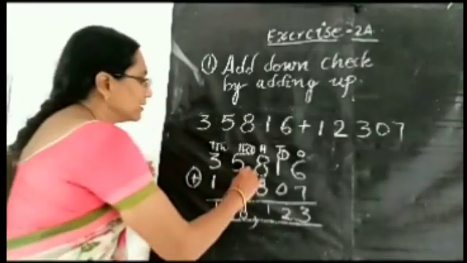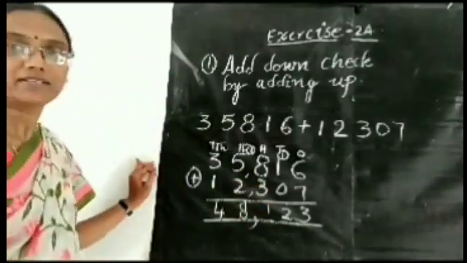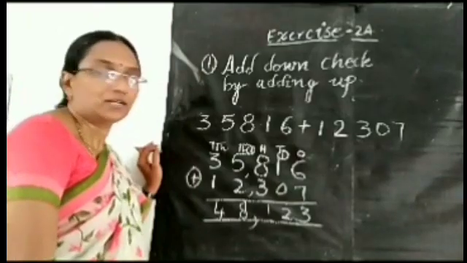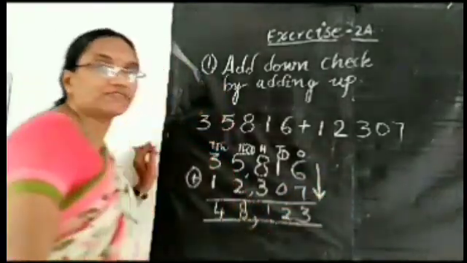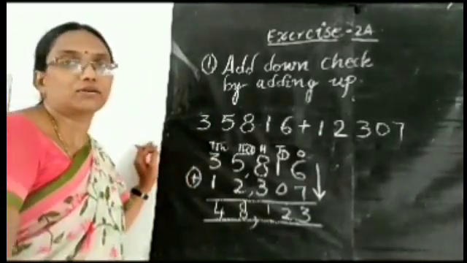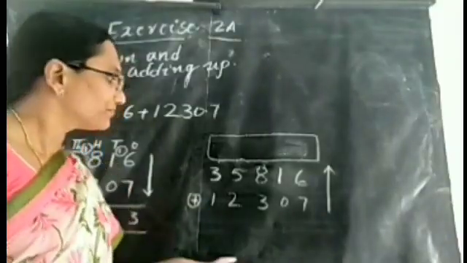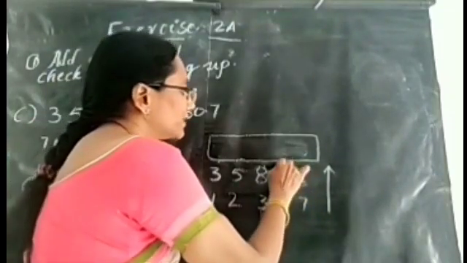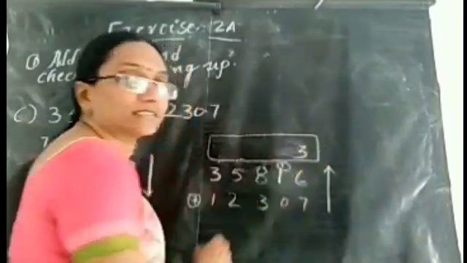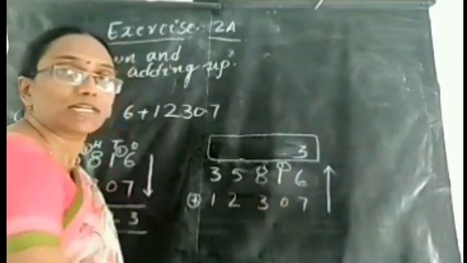48,123. Okay. Now we will check our answer whether it is right or wrong. How we did this addition? We did from top to down. Let us check our answer by adding up. 7 plus 6 is 13. Write 1 here, 3 here. And next 0 plus 1 is 1.